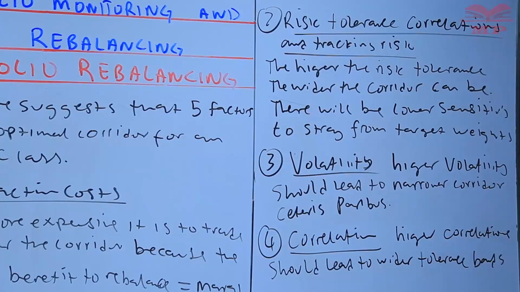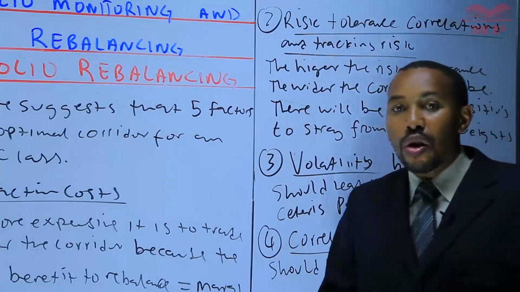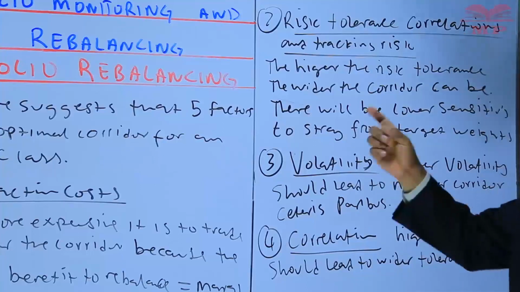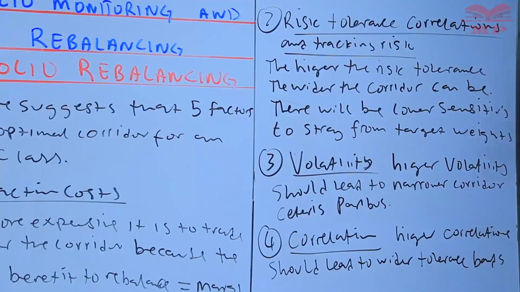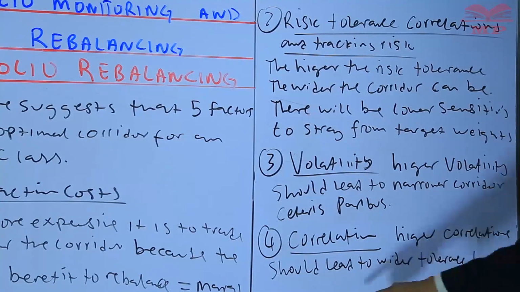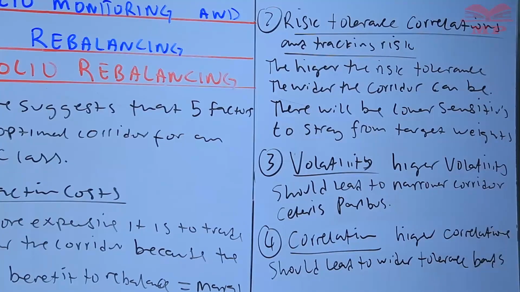So the ability of one asset class to be correlated with another asset class included in the portfolio would mean that the tolerance bands should be much wider. Why is that the case? Because if the market is moving in an upward direction, it should enhance the value of the portfolio once one asset class is correlated with another asset class. So we're saying that wider tolerance bands should be displayed when correlations are quite high.